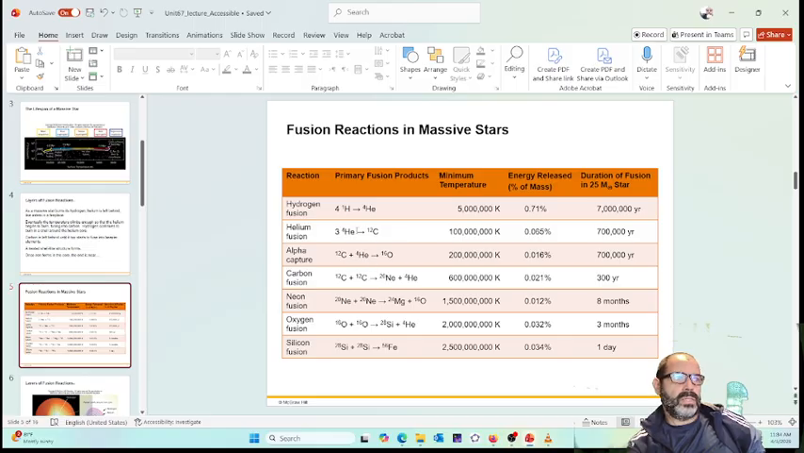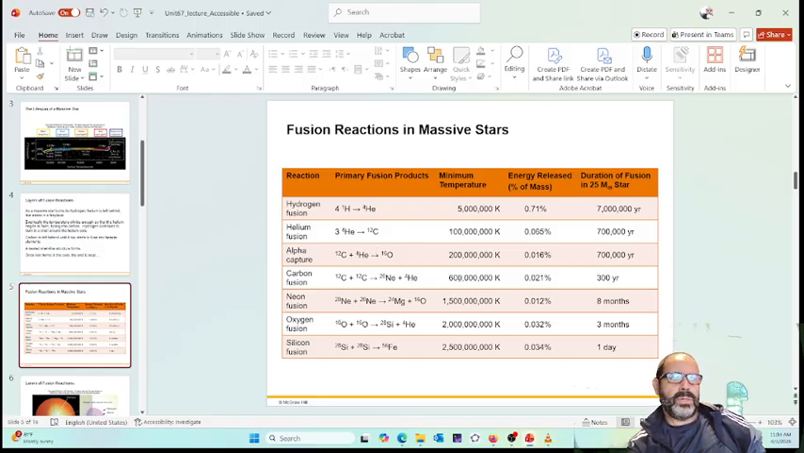Now, the material is going to collapse further. Its temperature increases to the point it reaches 200 million Kelvin. It doubles in temperature. That also lasts about 700,000 years, and that's going to fuse the carbon with helium, forming oxygen, the normal oxygen.